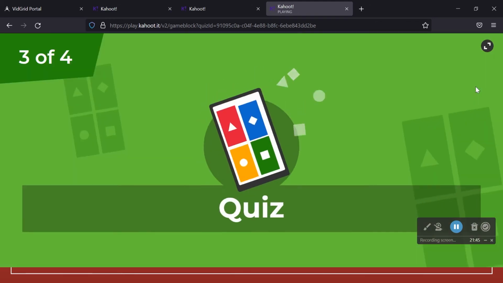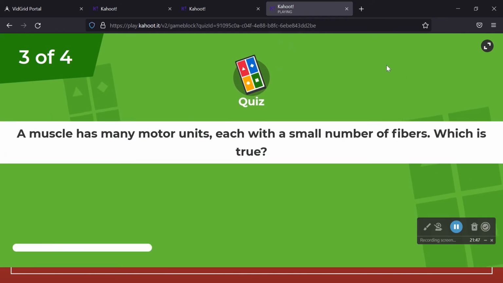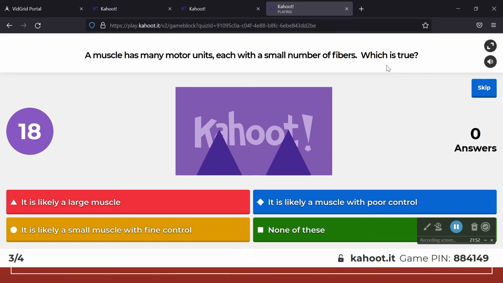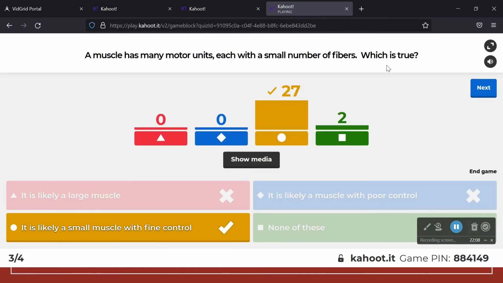All right. A muscle has many motor units, each with a small number of fibers. So what's true? All right, good. So this is kind of a level 2 question because I've given you some facts, but I'm asking you to draw a conclusion from those facts, right?